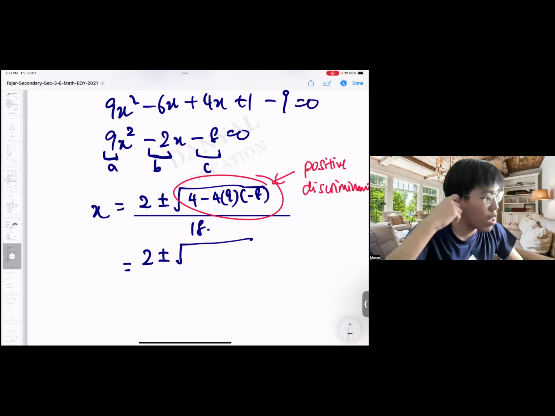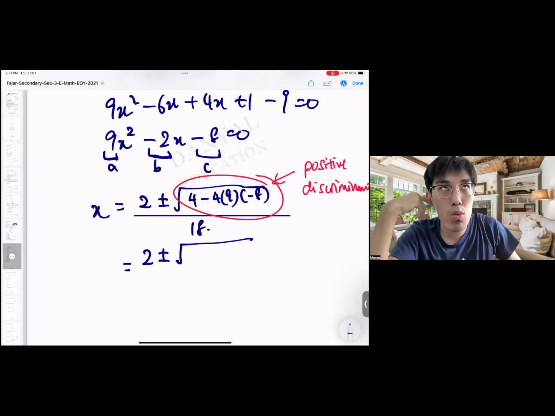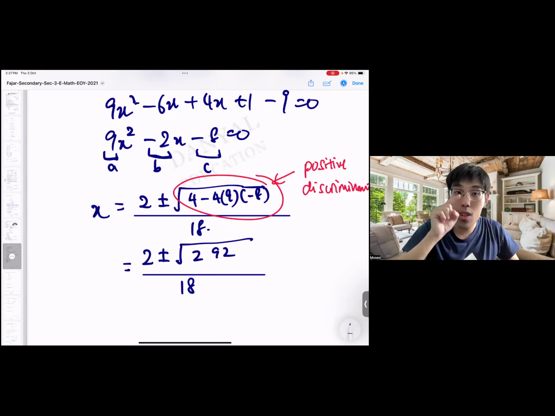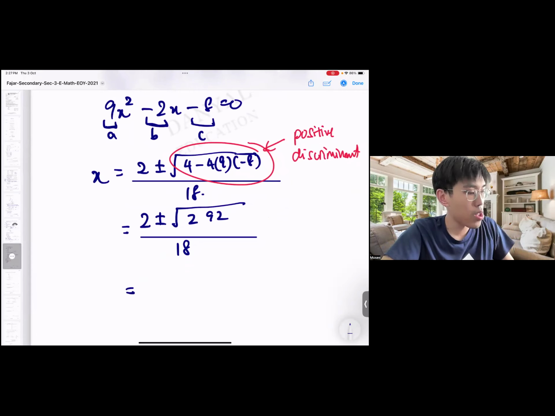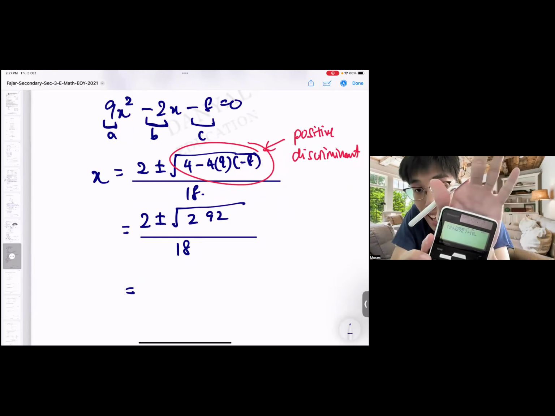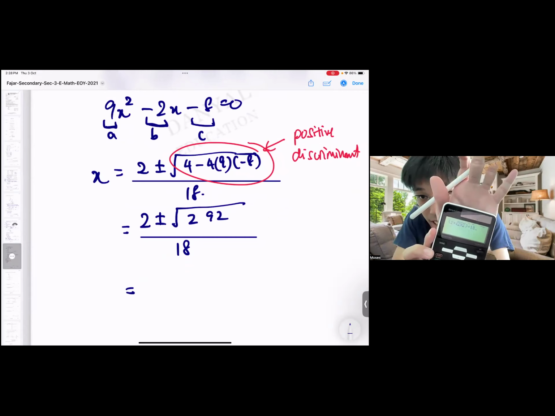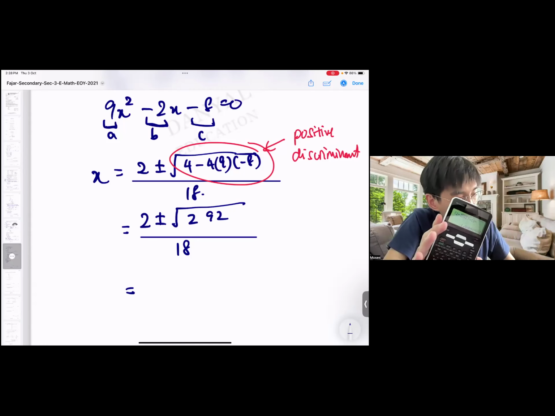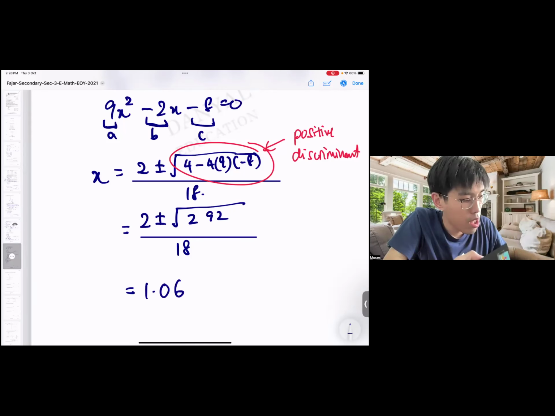In this case it will be 9 times 8, 72. 72 times 4 is 288. 288 plus 4, 292 over 18. So this is what you can press in the calculator to get the various values. Let me just press from here: 2 plus square root of 292, bracket, then divide by 18. You will be pressing it like that. Then you get the answer, 1.06044. So you must write down first 1.06044. That is the first value.